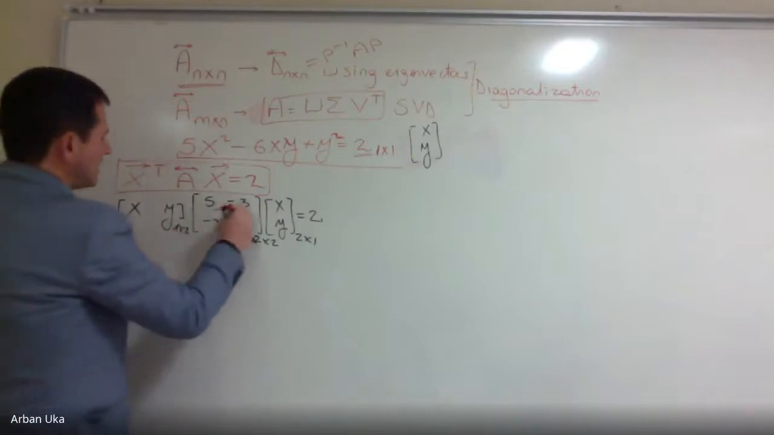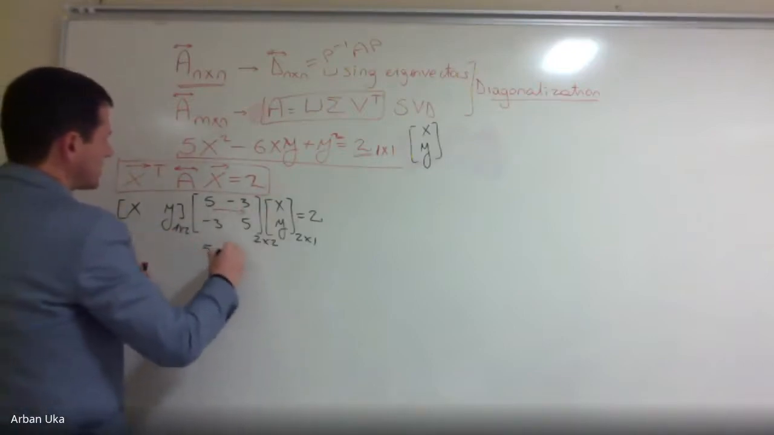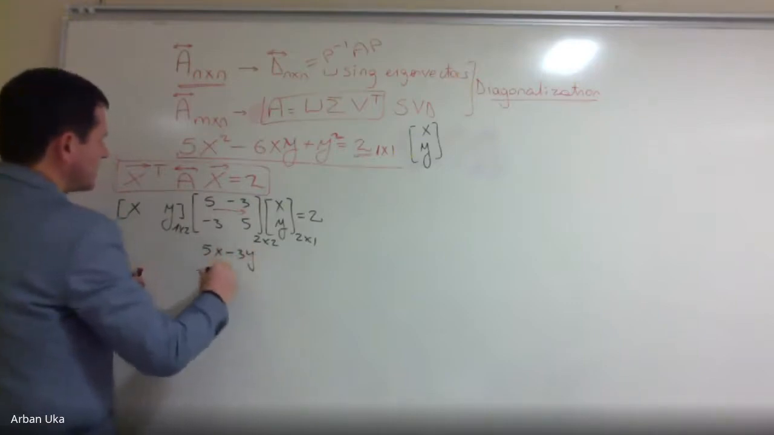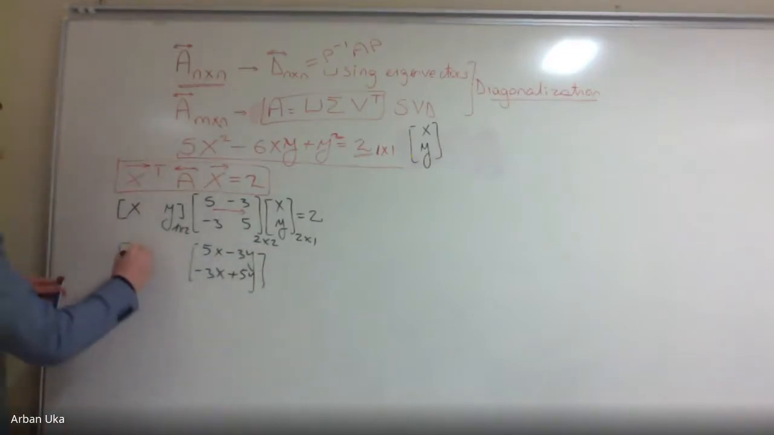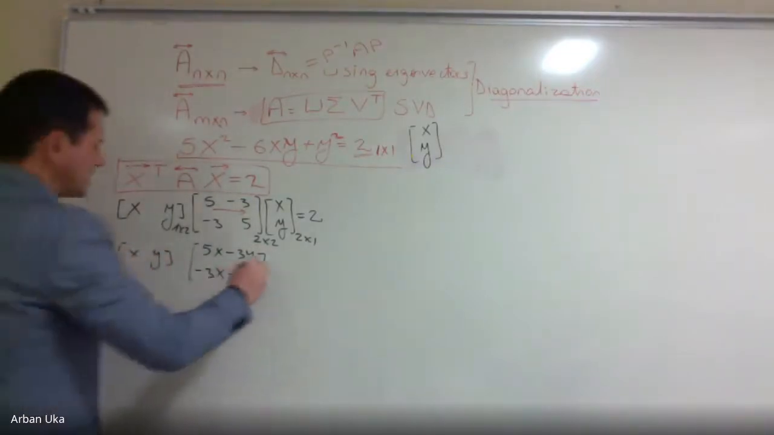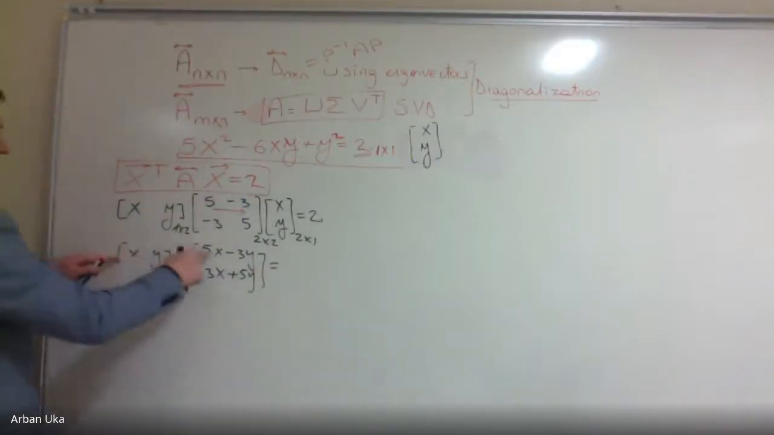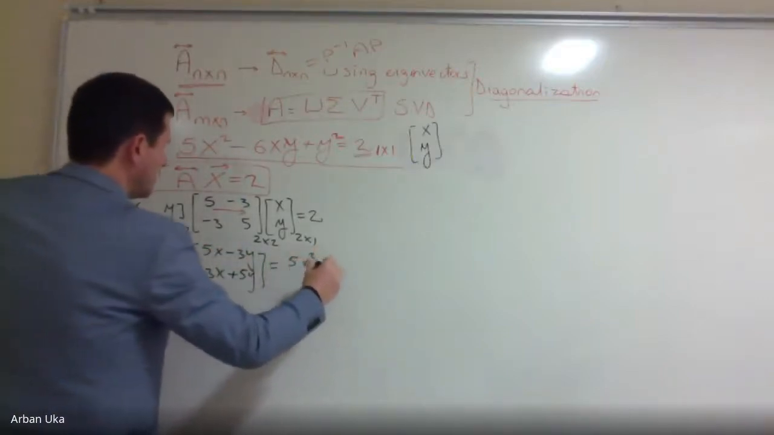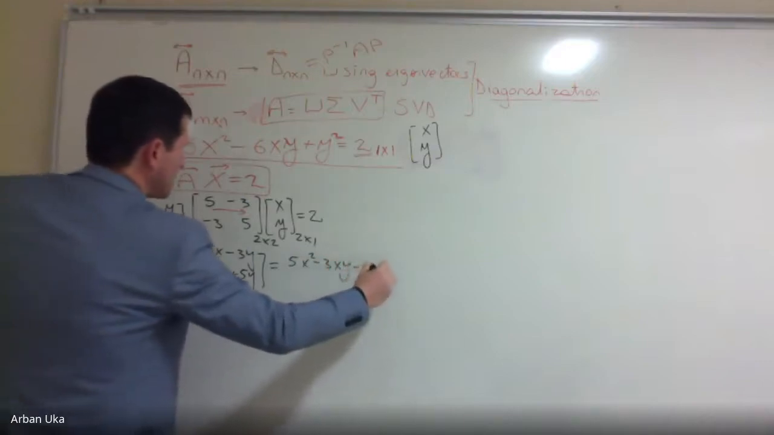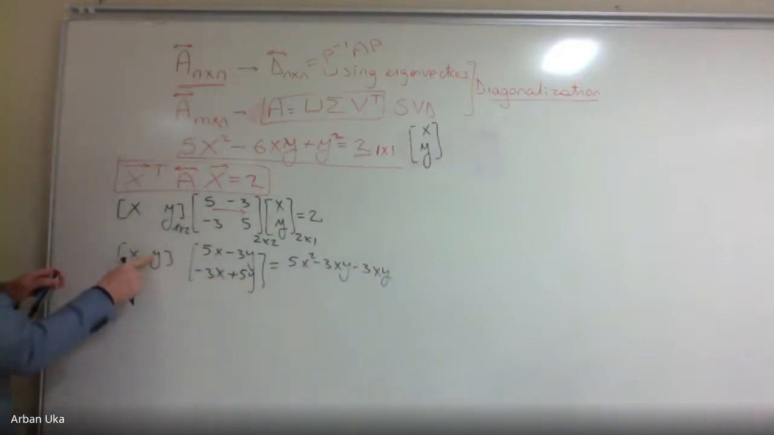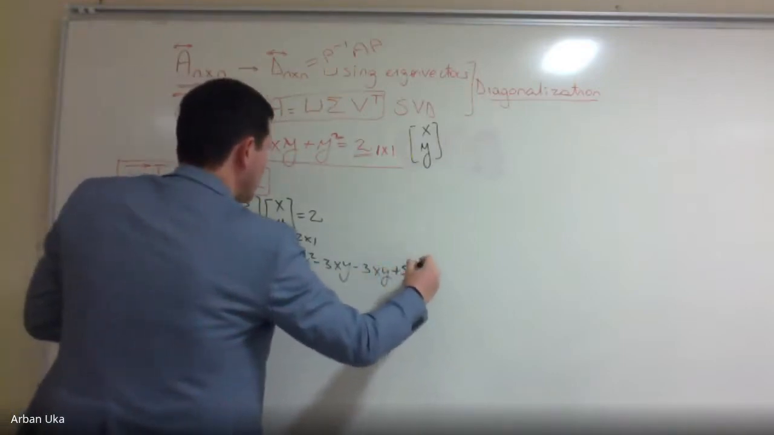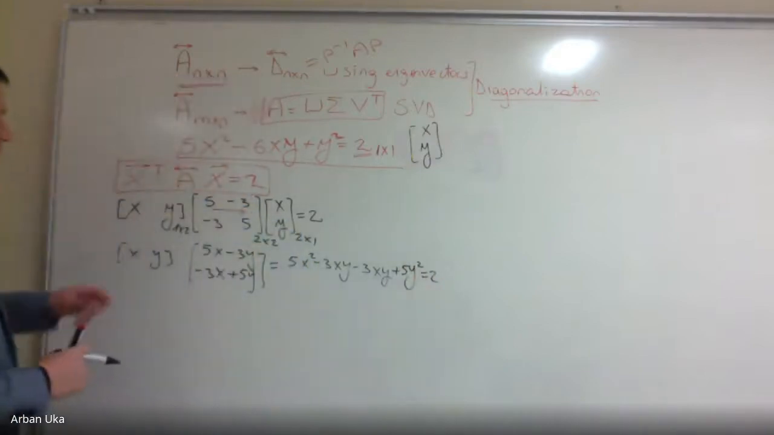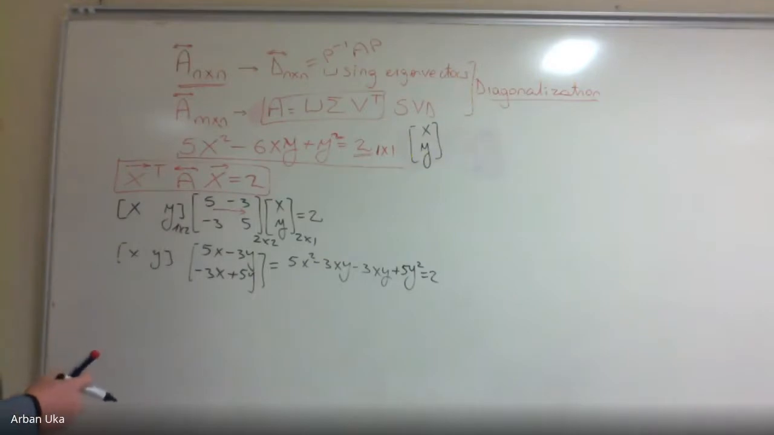So if we multiply this row with this column, we get 5x minus 3y, minus 3x plus 5y. Here we have a vector. We multiply here with xy. I'm sure that most of you might see this. This will be equal to x times the first term. We get 5x squared minus 3xy minus 3xy, which is coming from multiplying the second term with this one, plus 5y squared. This is equal to 2. So that's good. We wrote this equation here. And now we want to represent this in a simpler way.